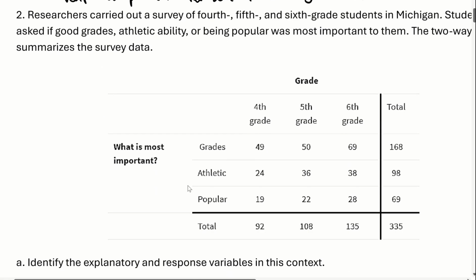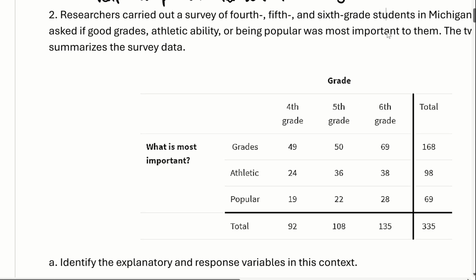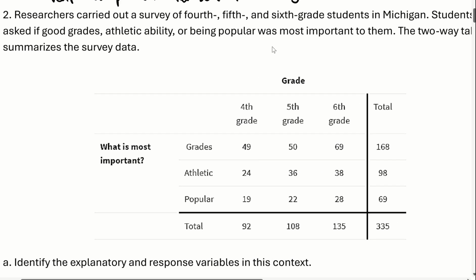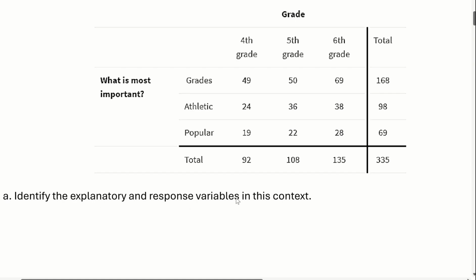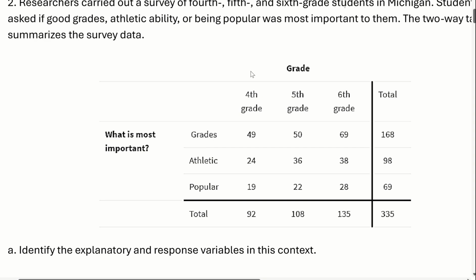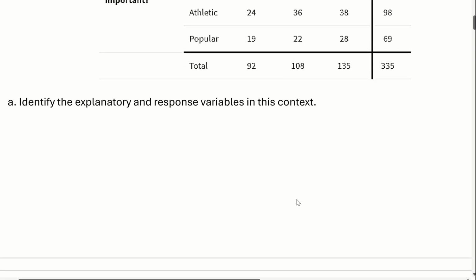So that's explanatory. Number 2: researchers carried out a survey of 4th, 5th, and 6th grade students in Michigan. Students were asked if good grades, athletic ability, or being popular was most important to them. The two-way table summarizes the survey data. We have to explain what the explanatory and response variables are. In this case, the grade level of the individual helps us determine whether they think grades, athletics, or popularity is most important to them. So this is the explanatory variable because it helps us explain the response to the survey.